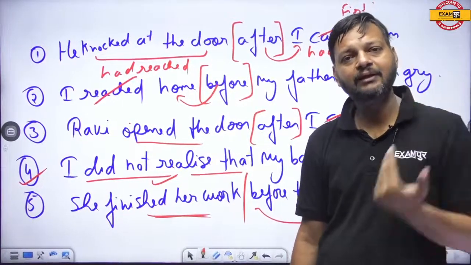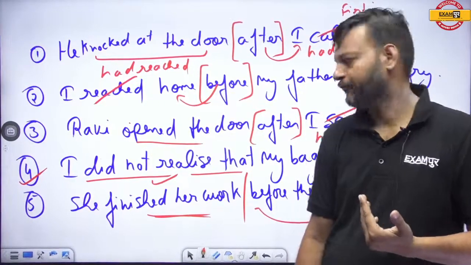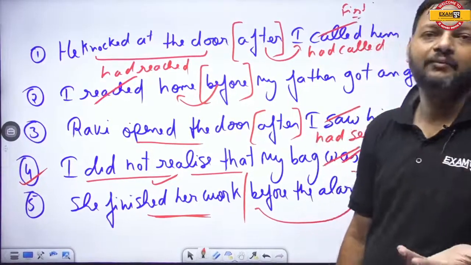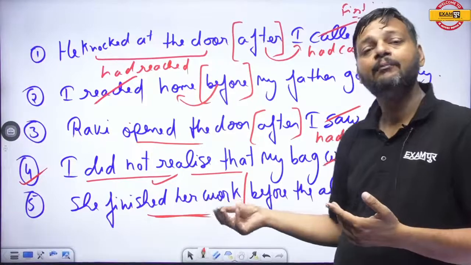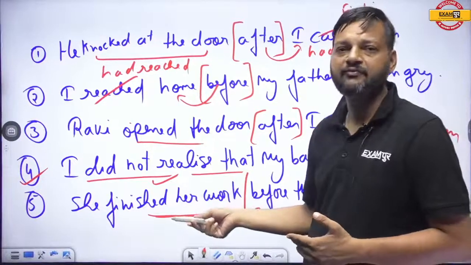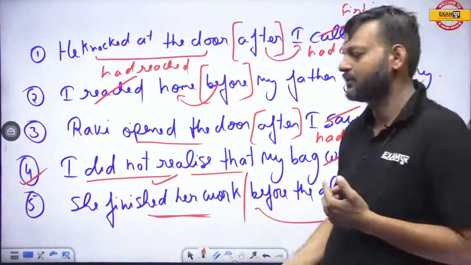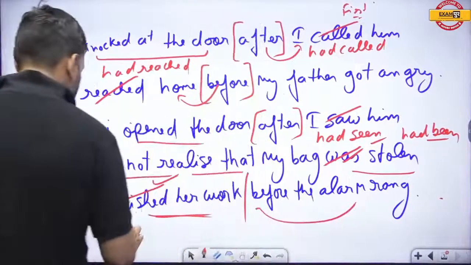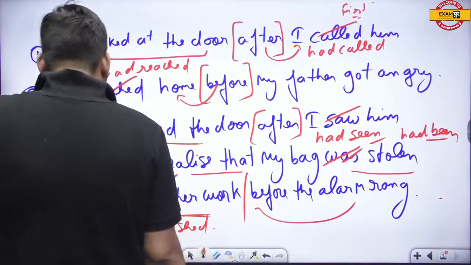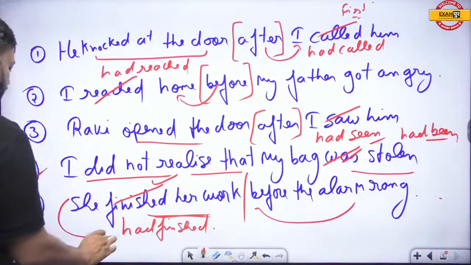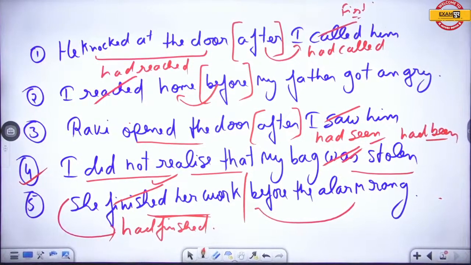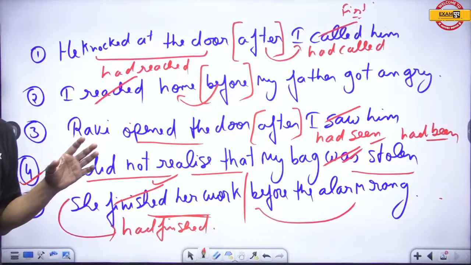First she finished her work, then the alarm rang, because she finished her work previously, before the alarm rang. That means first she finished her work, then only the alarm rang. So this sentence must be in past perfect. So it should be she had. We have to change this sentence into past perfect. She had finished her work before the alarm rang. So this is the past perfect tense.